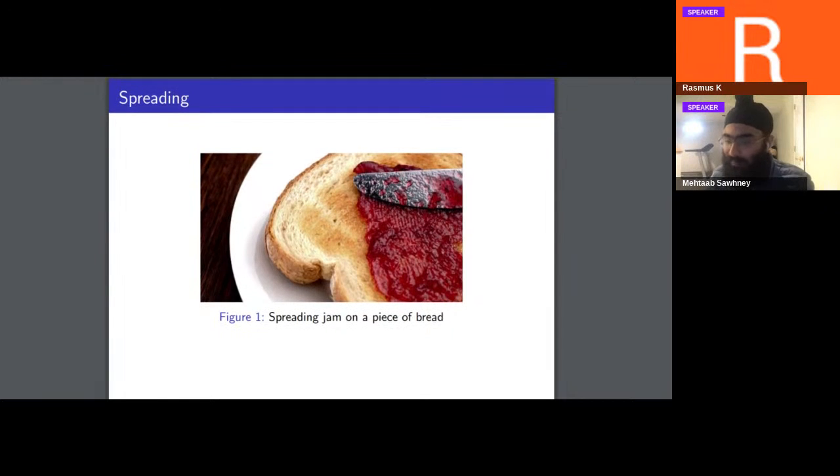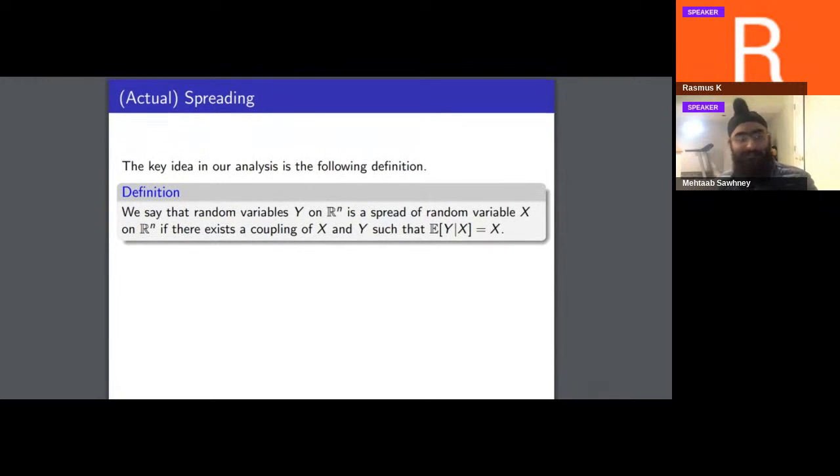Next slide. And the key tool is actually spreading. Literally, this is a piece of bread, and we're spreading jam on this piece of bread. Much like this, we'll be understanding how our distribution spreads to some other distribution. Sorry for the poor jokes, but for the actual definition of spreading, we're going to consider two random variables, x and y, which both live in Rn. We say that x is a spread of y if there's a way of coupling them so that the expectation of y given x equals x.